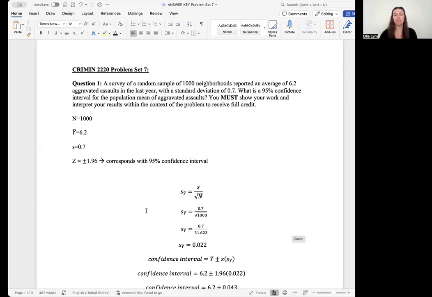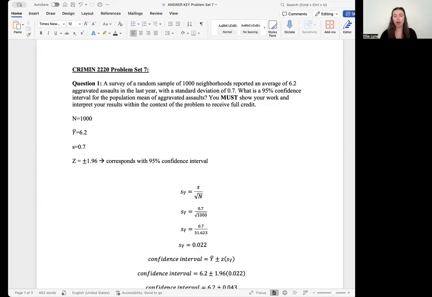Chapter 7 introduced us to confidence intervals, which is the first way that we can use sample data to estimate population parameters. As a brief reminder, confidence intervals tell us that the population parameter, such as a mean or a proportion, lies within a certain range of values.